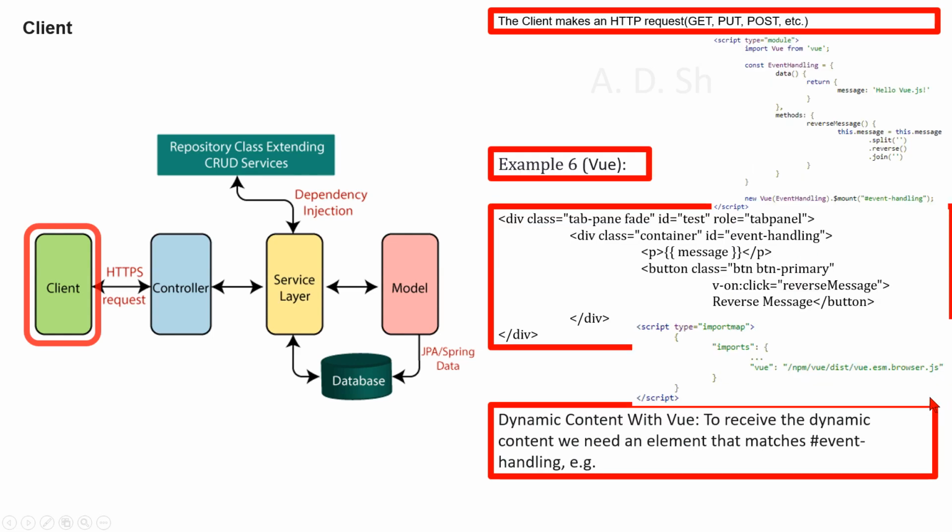As an example 6, we are considering the dynamic content with Vue. To receive dynamic content, we need an element that matches hash event-handling.